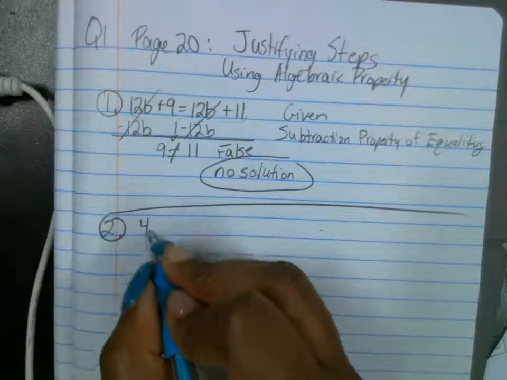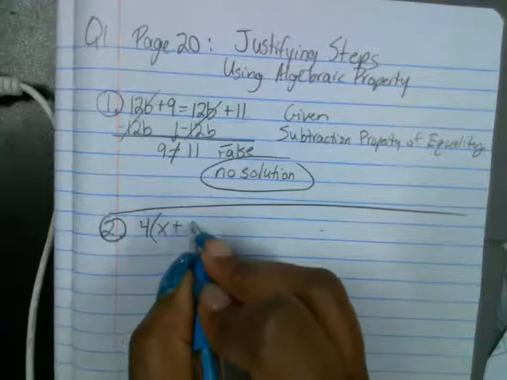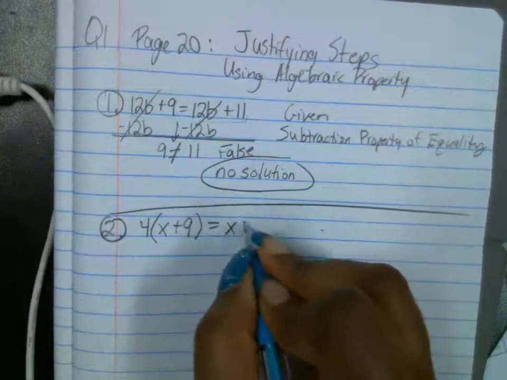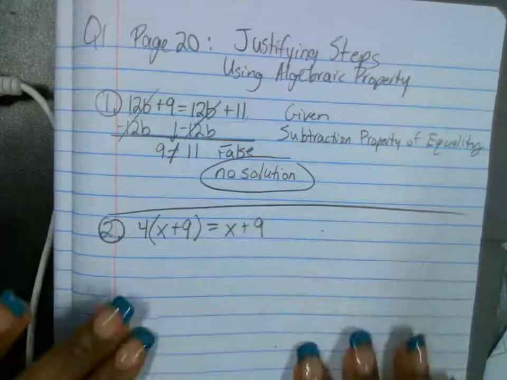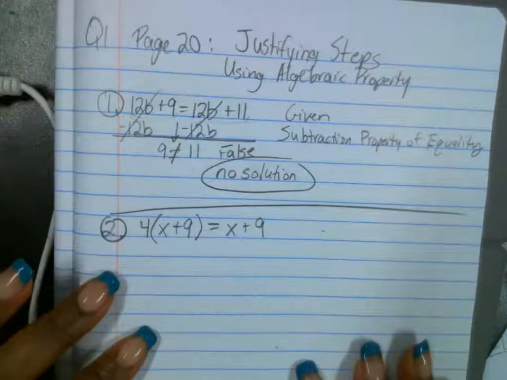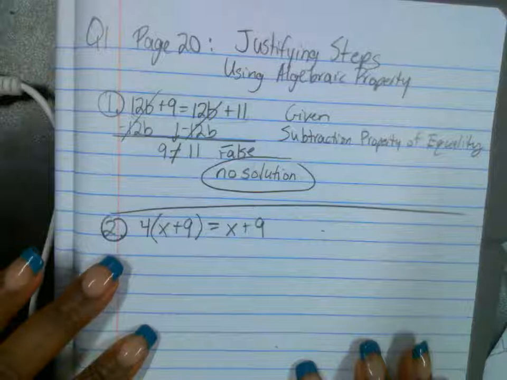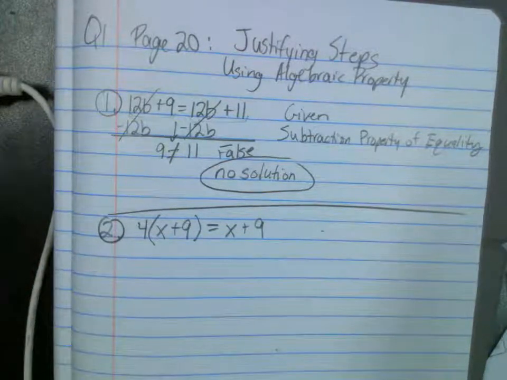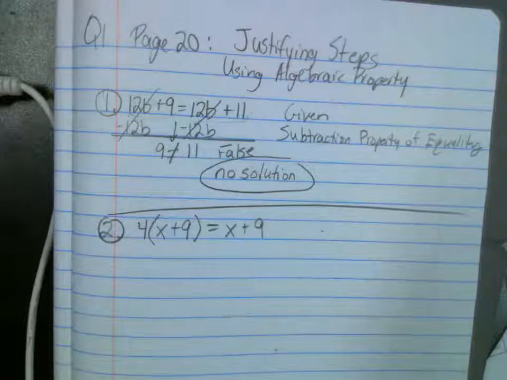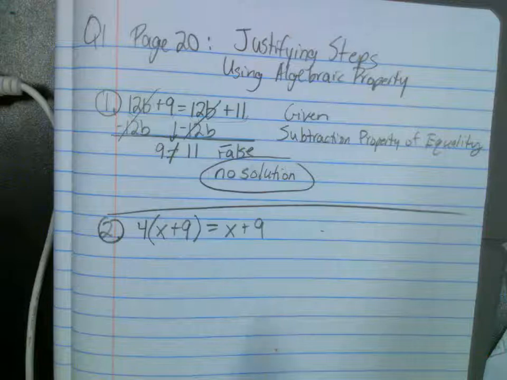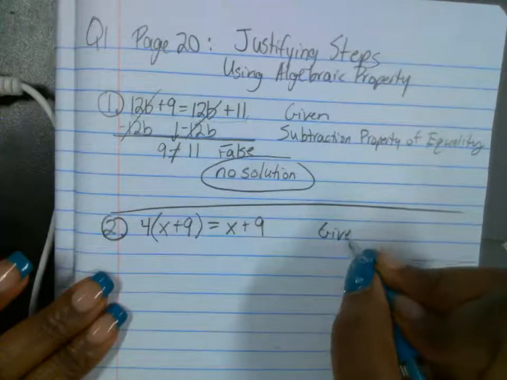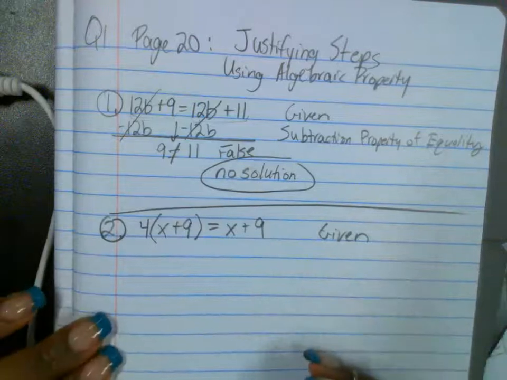We have 4 times the quantity x plus 9 is equal to x plus 9. Again, we're justifying each step. This first line is the problem. It is given.